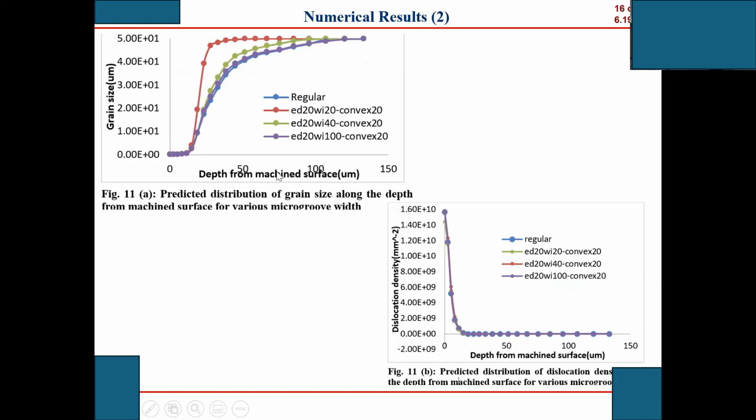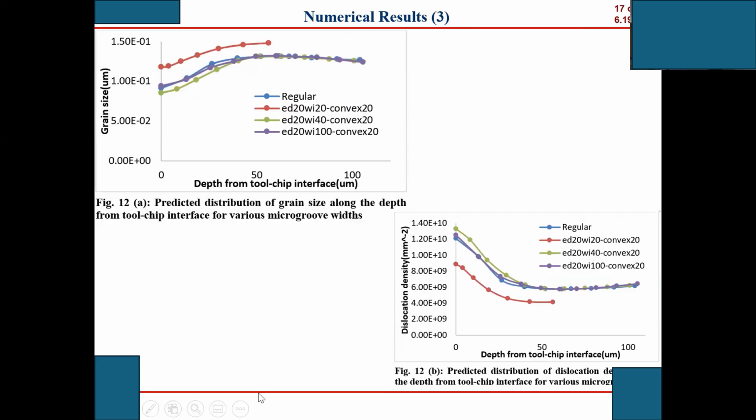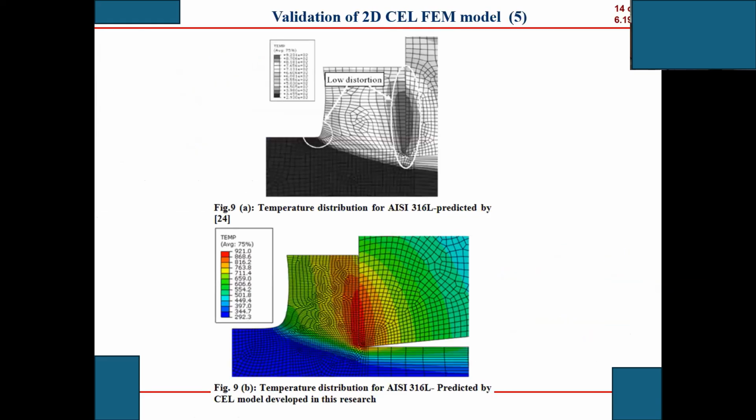These are depths from the machined surface, and here is from the tool chip interface. Do you know the difference? From the depth, from the machined surface, from here to here, going down, we see how the grain size changes and how the dislocation density changes. The depth from the tool chip interface is from here to here.